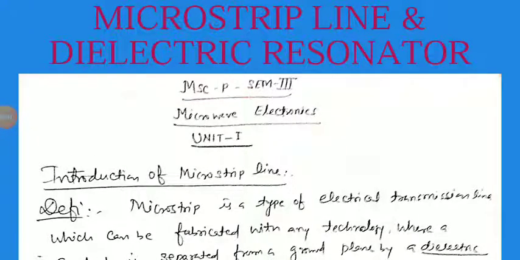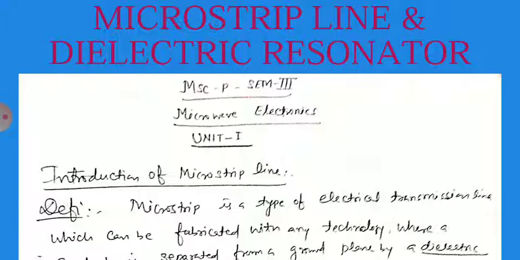गुड मॉर्निंग टू एवरीवन। आज माइक्रोवेव में हम यूनिट फर्स्ट का लास्ट टॉपिक, दैट इज़ माइक्रोस्ट्रिप लाइंस एंड इलेक्ट्रिक रेजोनेटर डिस्कस करेंगे। इसमें मोस्टली एक छोटा सा पार्ट है, दैट इज़ ओनली द इंट्रोडक्शन ऑफ द माइक्रोस्ट्रिप लाइन एंड द इलेक्ट्रिक रेजोनेटर। सो व्हाट मीन्स ऑफ माइक्रोस्ट्रिप लाइंस?